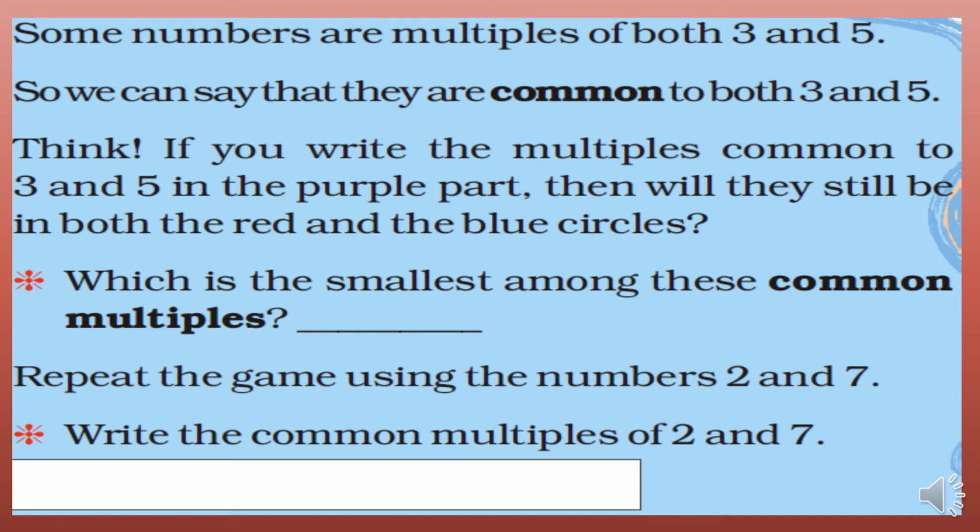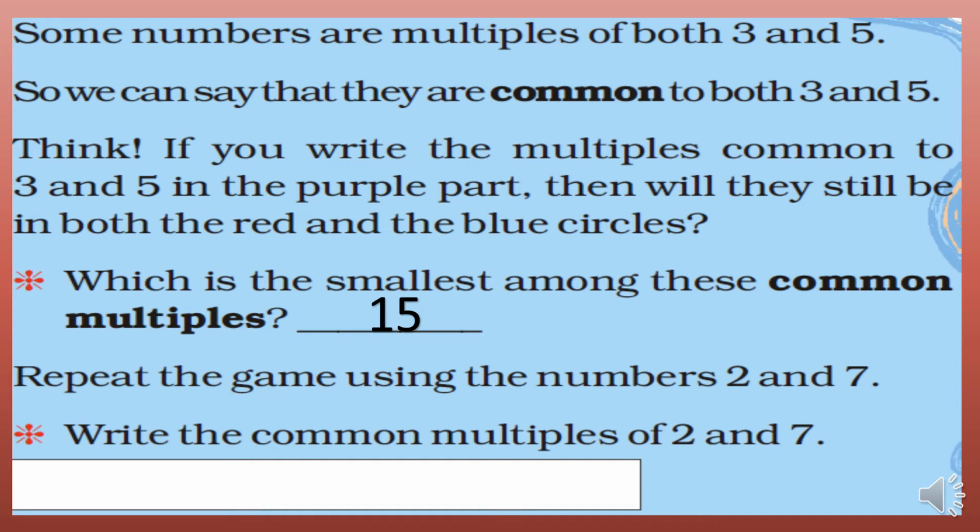So which is the smallest among these common multiples? The smallest among these common multiples is 15. So 15 can also be called the LCM of 3 and 5. LCM stands for least common multiple, that is, smallest common multiple. We will also have a session on LCM.